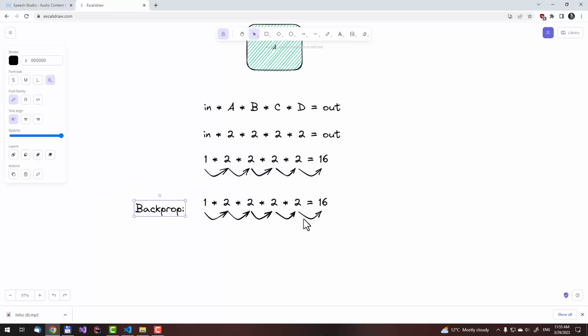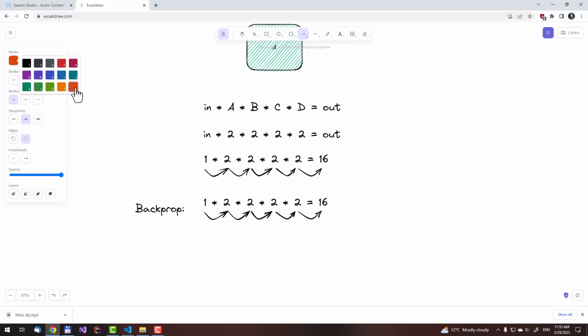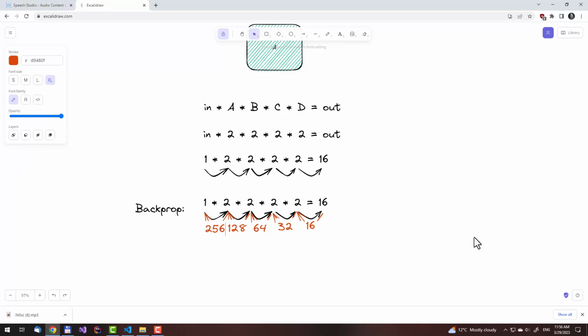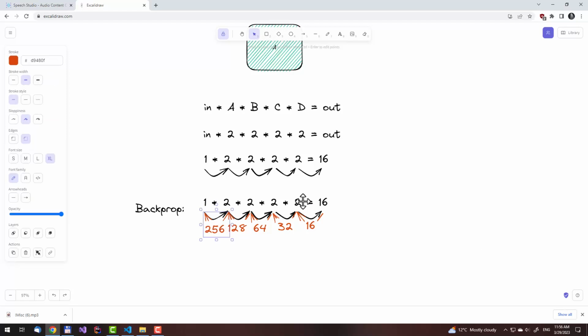We'll use the backpropagation algorithm on this net. To get the gradients, we'll set the target to 32 and subtract the output of 16 from it, to get 16. Then we will propagate that value backwards through the net. What will happen is that the D layer would get a gradient of 16. The C layer would get a gradient of 32. The B layer would get a gradient of 64. And the A layer would get a gradient of 128.